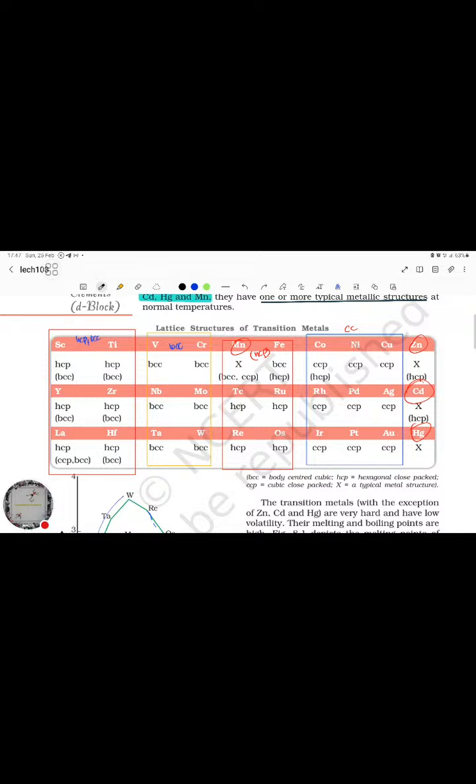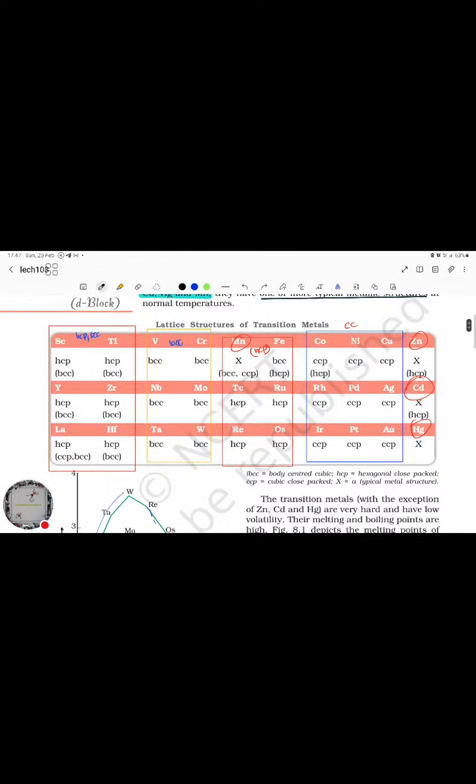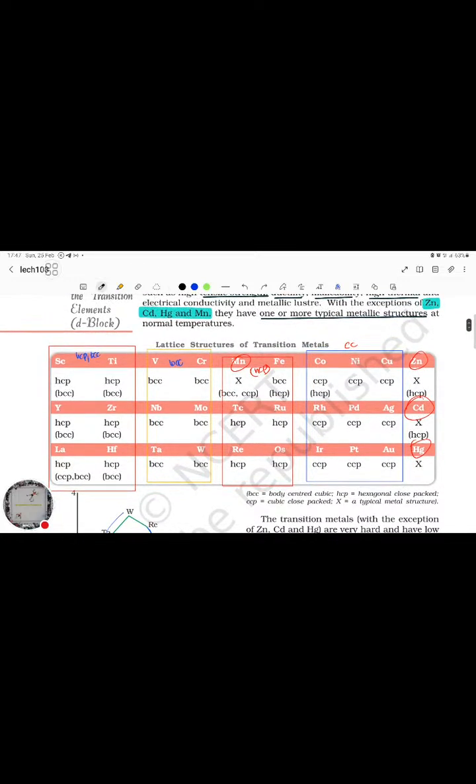Compile as one group that is having HCP or BCC structures. Next, second, fifth and sixth group, vanadium and chromium groups, it's going to have only one structure, that is BCC. And then manganese and Fe groups, 7 and 8. 7 and 8 groups, it is having HCP structure. And with exception of manganese, it will not have more than one structure.